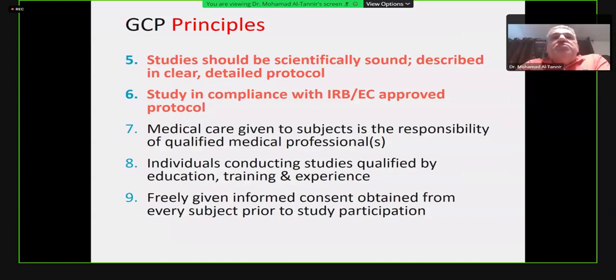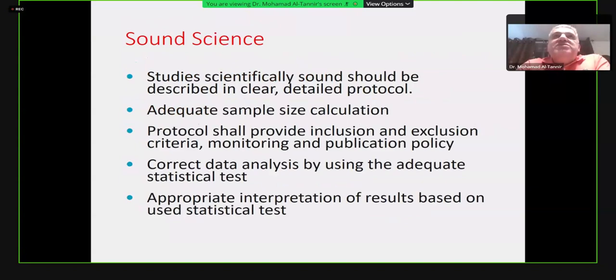GCP principle number 5: studies should be scientifically sound and described in a clear, detailed protocol. This is really very important. Sound science. If you submit a study to the IRB, even though the main responsibility of the IRB is to protect the participant, the study should also be scientifically sound and detailed in a clear way, stressing two main issues: the rationale behind conducting this study and the expected outcomes from this study. In addition, it has to have a clear biostatistical justification involving adequate sample size calculation.